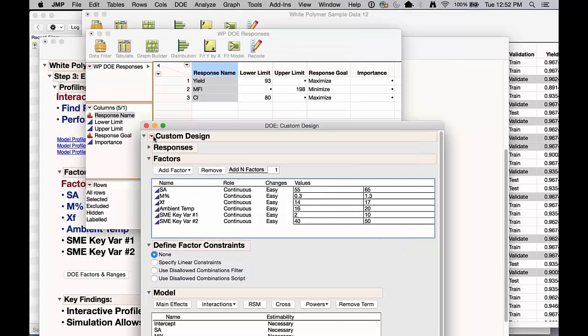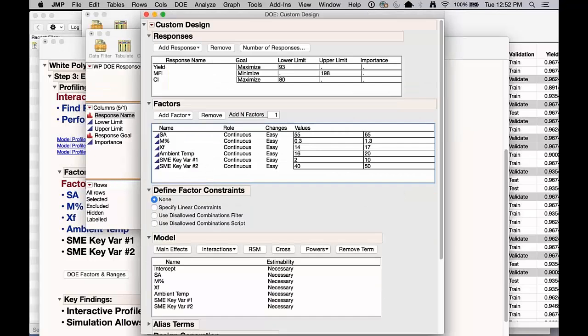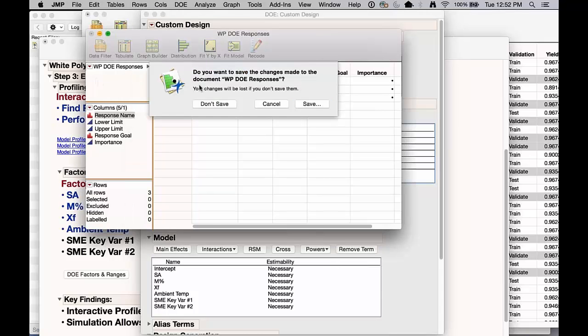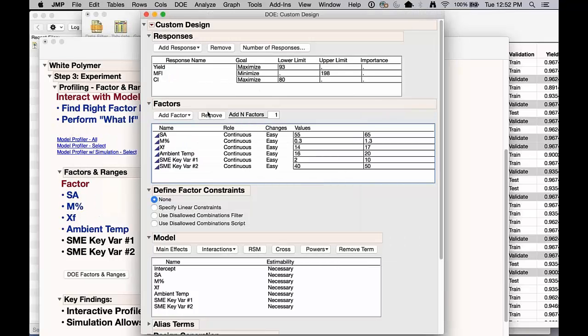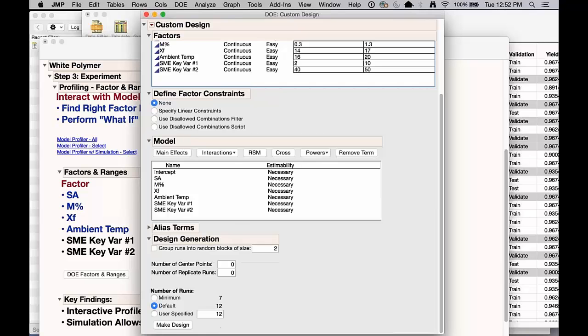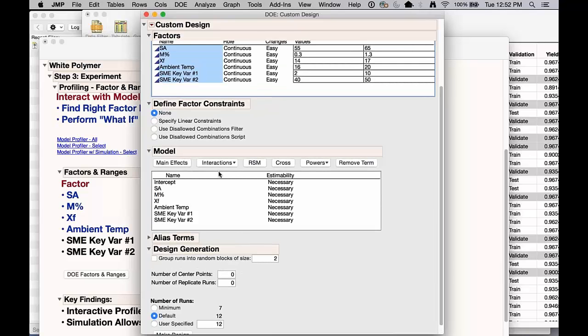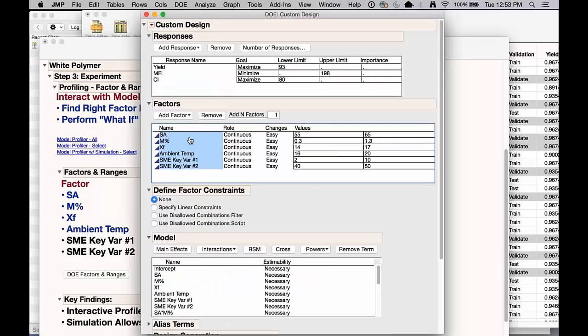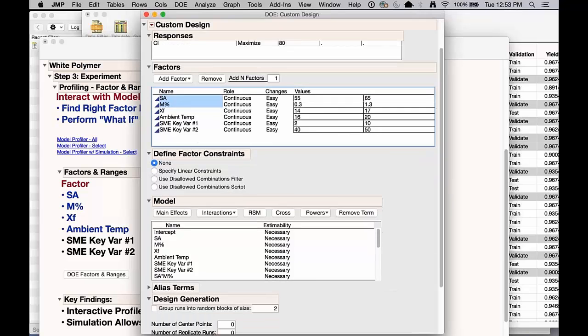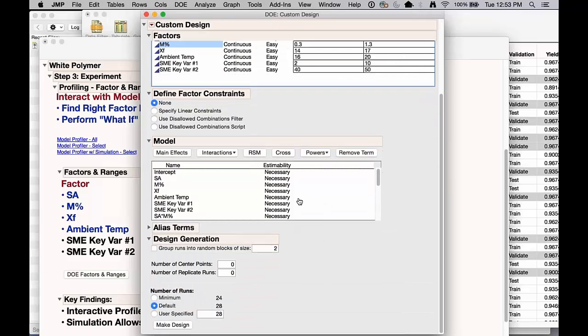I'm going to read in these outputs as well. So I'll just load the responses. Don't need that one anymore. And now it's in here. And why I like this platform is it basically will allow me to specify what I care about. Like I know these things might interact. I know that slurry amp modifier percentage might have curvature. So here are all the factors I'd like to see.